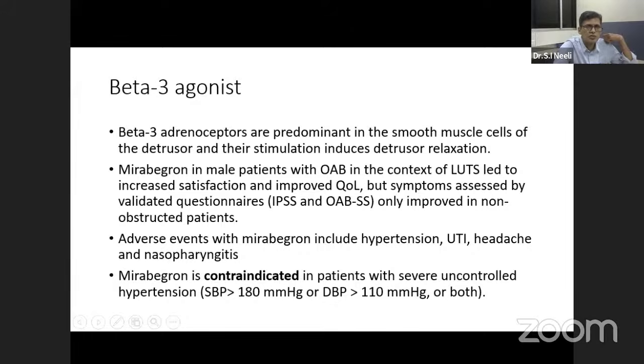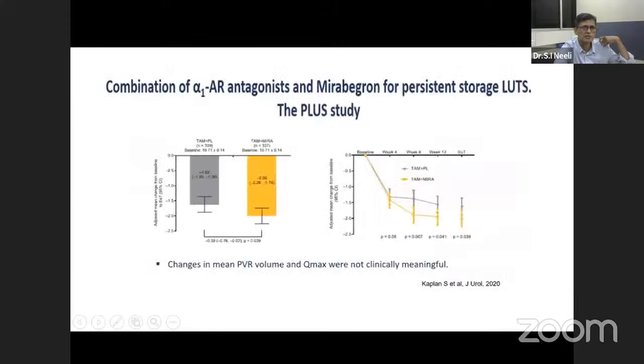Another drug which has been utilized is the beta-3 agonist, mirabegron. Beta-3 receptors are predominant in the smooth muscle cells of the detrusor, and their stimulation induces detrusor relaxation, which reduces the overactive bladder symptoms. The adverse effects of mirabegron include hypertension, headache, and nasopharyngitis. Mirabegron is contraindicated in patients with severe uncontrolled hypertension.